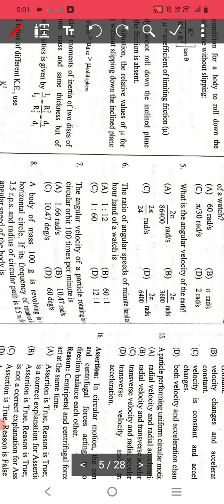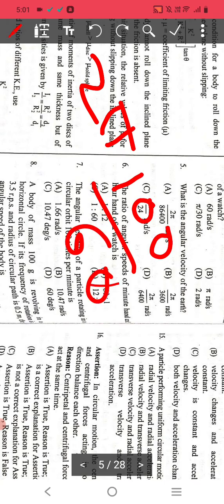Next, angular velocity of a particle rotating in an orbit 100 times per minute. What they have asked is angular velocity. So omega is equal to 2 pi f, frequency is given as 100 per minute, so this comes out to be 2 pi into 100 by 60, near about 3.14 into 10 is 31.4 divided by 3, so it comes out to be near about 10.47. Option B is the correct answer. So clear the screen.